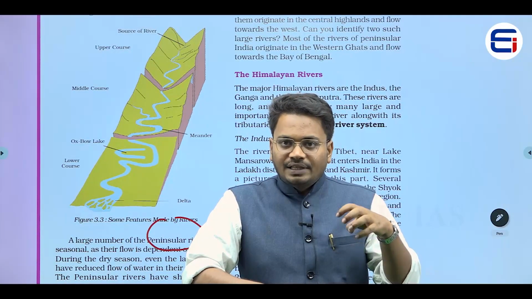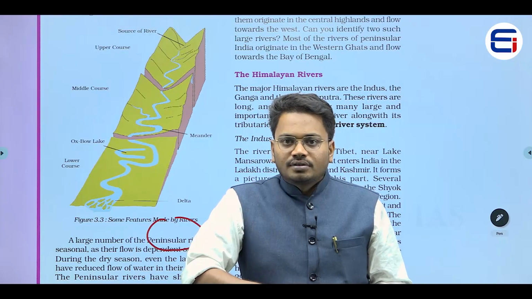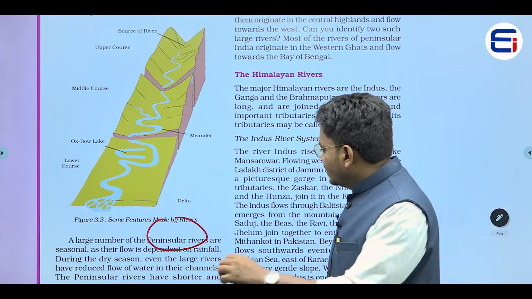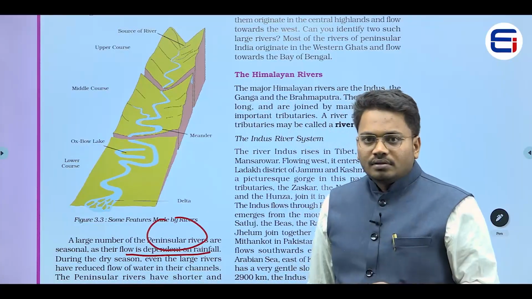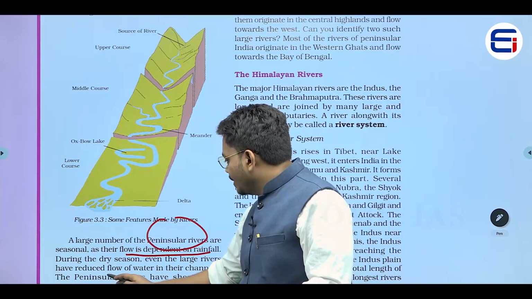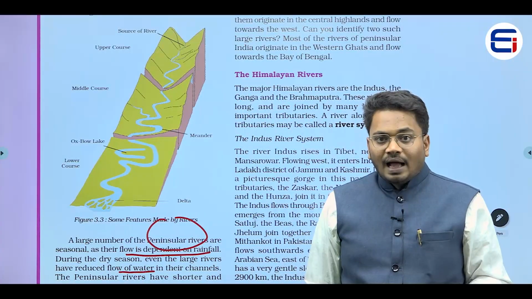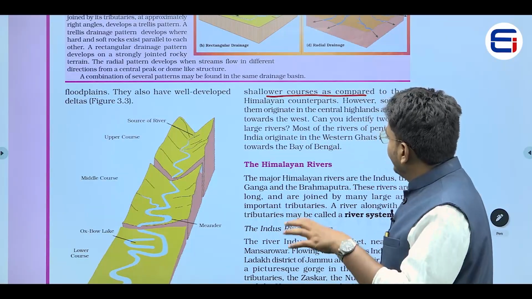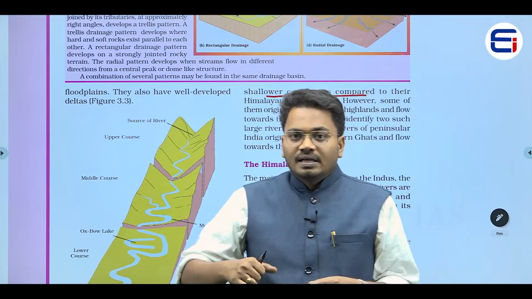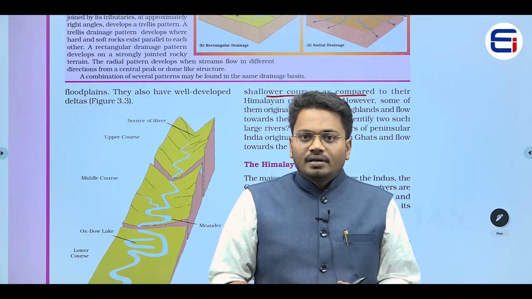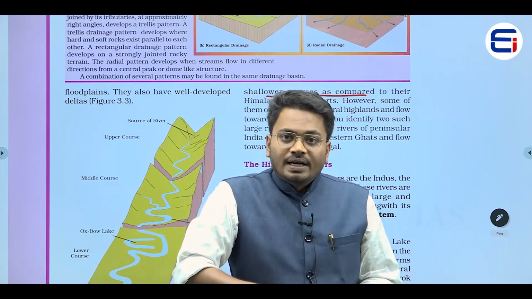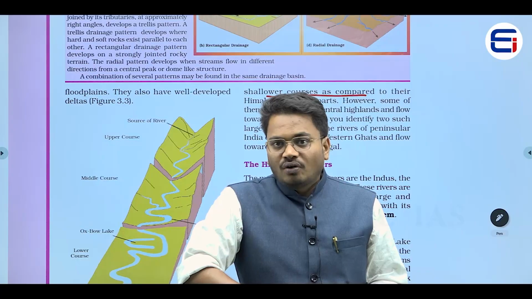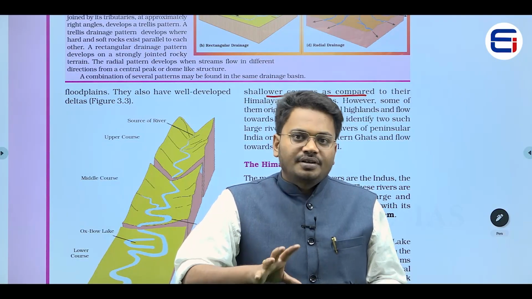And during monsoonal season as well we will be seeing this kind of rainfall. So because of that particular reason we call these peninsular rivers seasonal rivers, and their flow depends mainly on rainfall, right. During dry season even the large rivers have reduced flow of water in their channels. The peninsular rivers have shorter and shallower courses as compared to their Himalayan counterparts. What does it mean? It means that when there is high rainfall, the flow of the stream would be very high, and the distributaries or the tributaries of these rivers would have a sufficient amount of water.